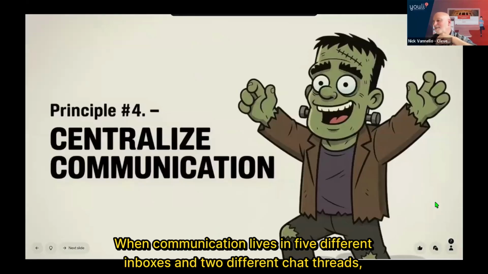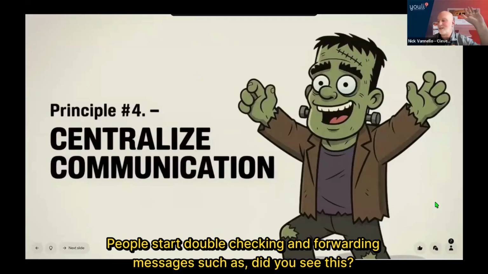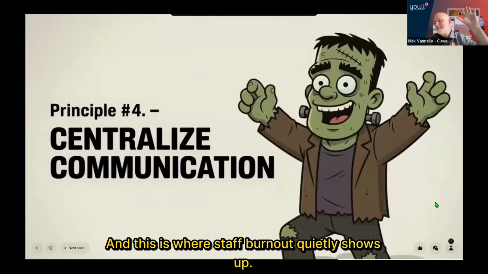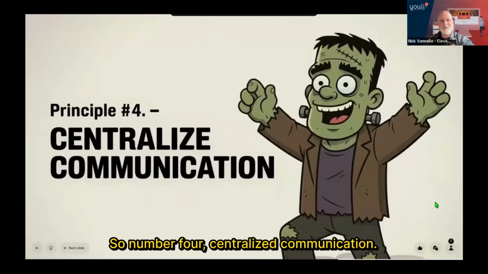Principle number four, centralized communication. When communication lives in five different inboxes and two different chat threads, nobody feels confident about anything. People start double checking and forwarding messages such as, "Did you see this?" And this is where staff burnout quietly shows up, not in big explosions, just constant low grade tension. So, number four, centralized communication.